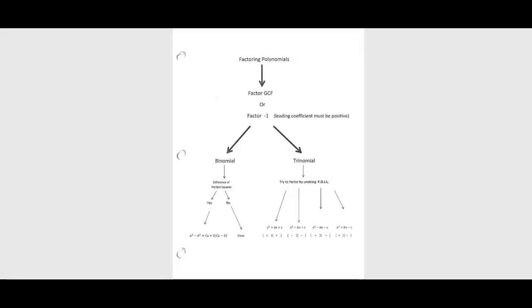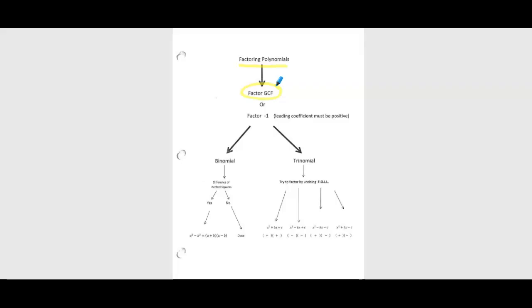Today we're going to talk about how to factor completely. So you should have this flow chart near you. We filled out some things on it. So let me go over it real quick. Anytime you factor polynomials, you always want to look for a greatest common factor first.